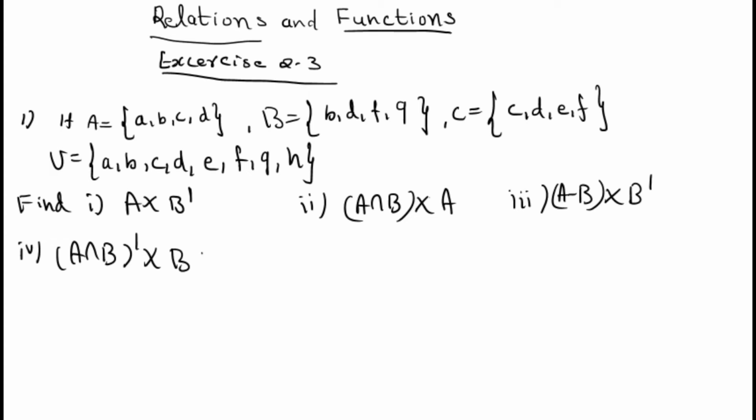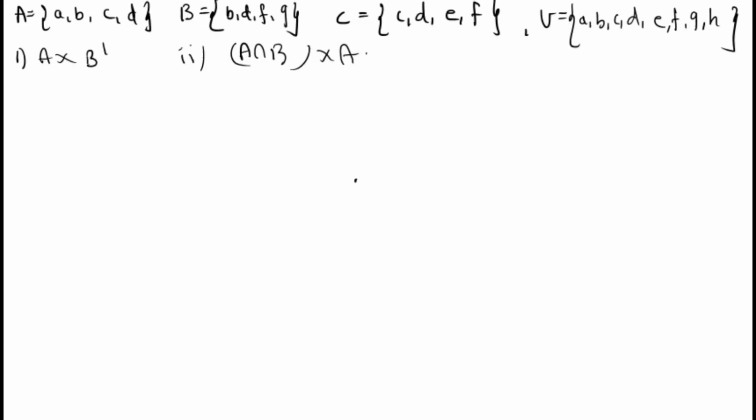Second question, that is A intersection B cross A. Third question, A minus B cross B dash. And the fourth question, A intersection B dash cross B. Consider the first question, that is A cross B dash. Okay, A cross B dash is given.